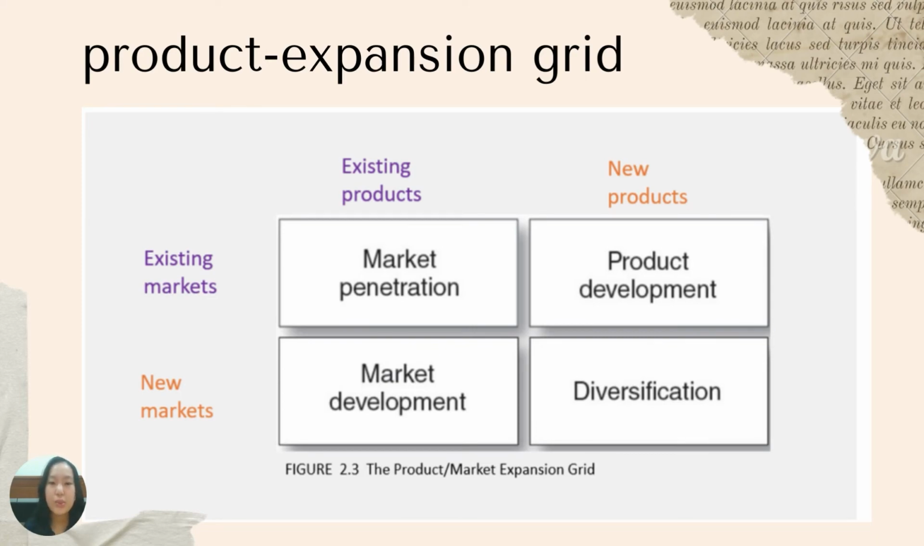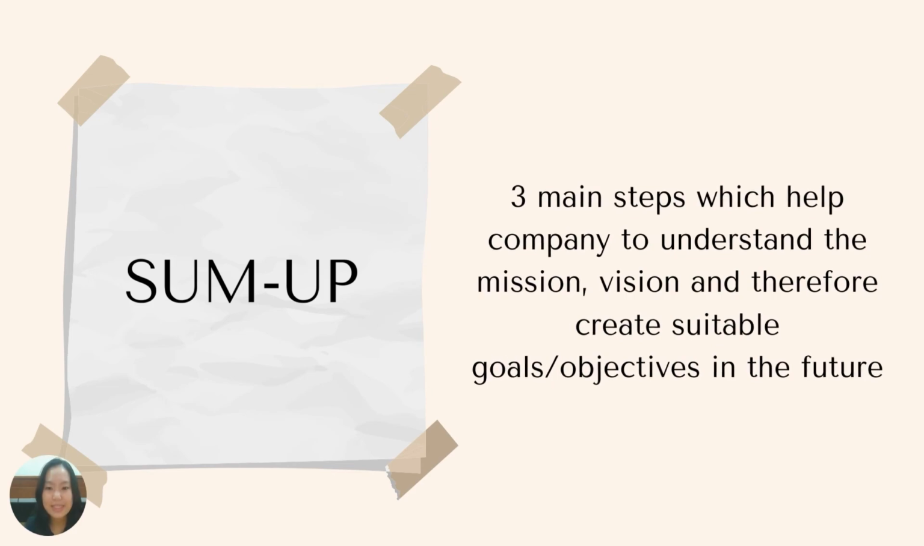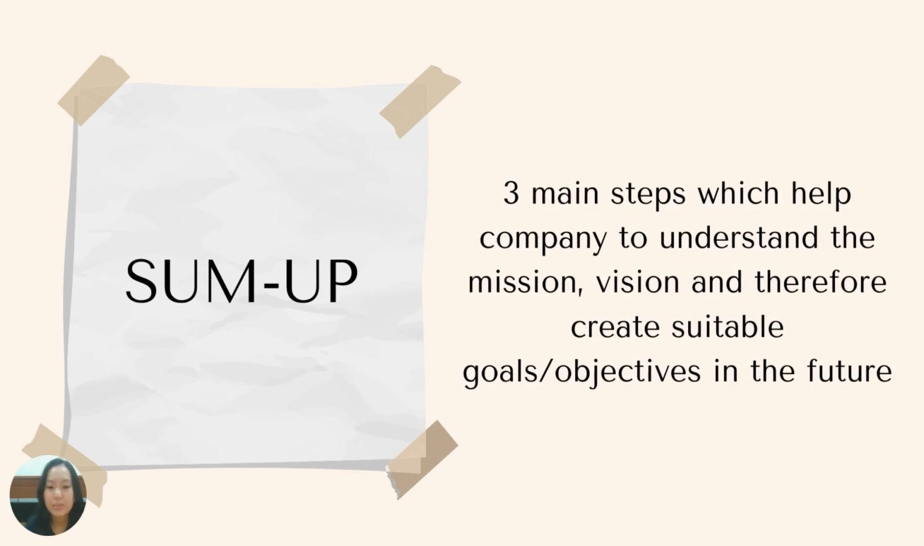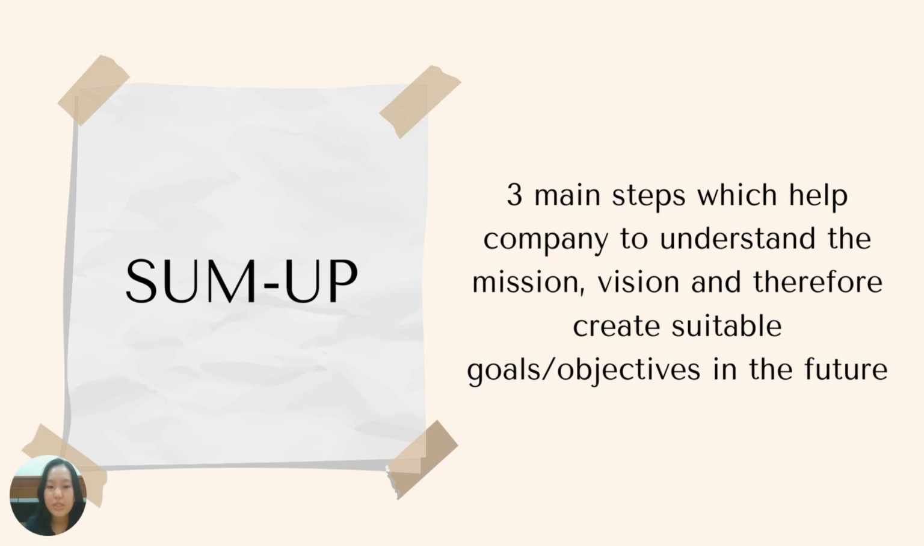What would happen to those products? Should the company invent something else, or should the company innovate what it already has? We can do this by using the product expansion grid, which shows if companies should go with existing products or they should develop new products in existing markets or new markets. So to sum up, there are 3 main steps which help a company to understand the mission, the vision, and therefore create suitable goals and objectives in the future by the process of strategic planning.